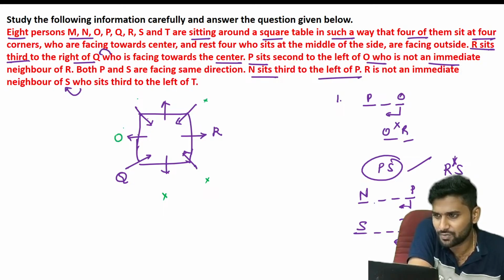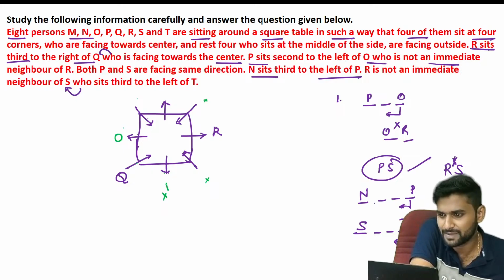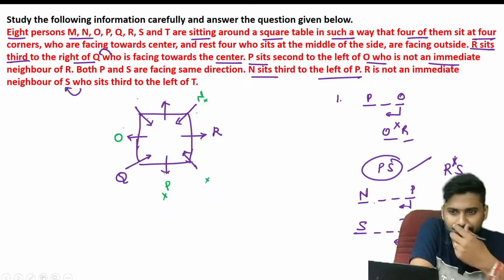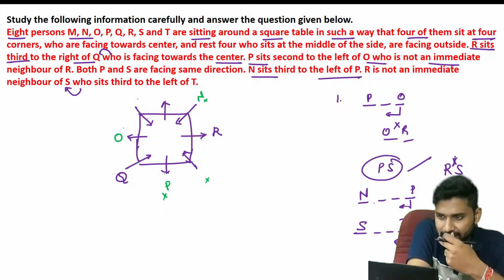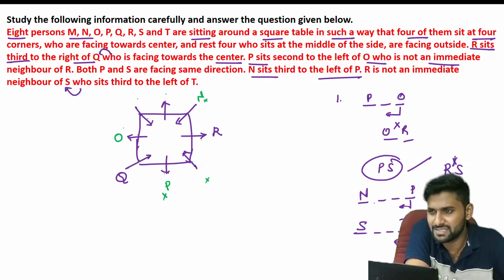Let us assume O here. If I place O here, second left, first left and second left, you can place P. Next one. If I pick P here, P's third left is N. So 1, 2, 3. So definitely you can place N here, third left. And P and S are facing the same direction. So S must be here. Why? Because P is outside, S must be outside.